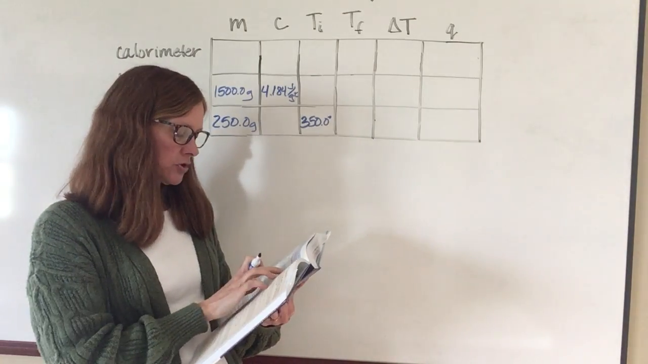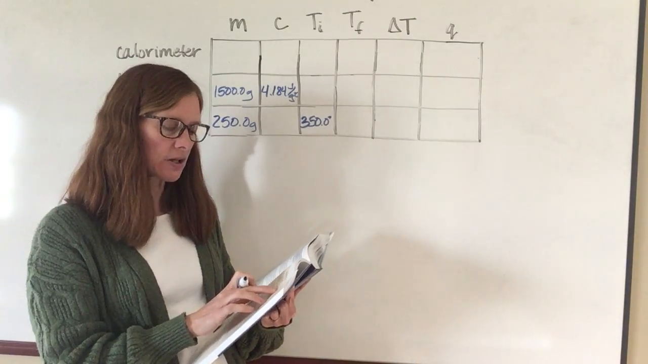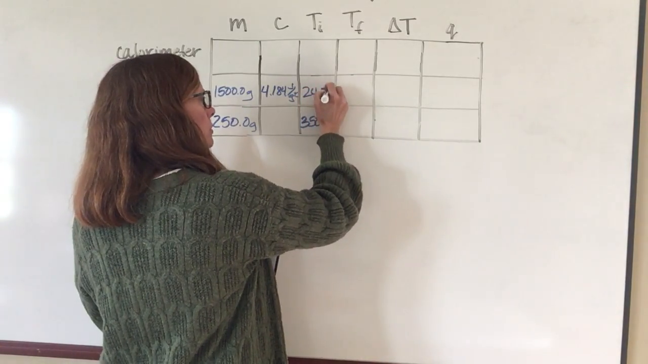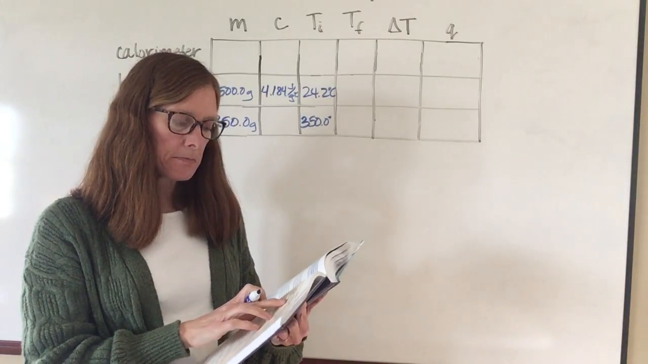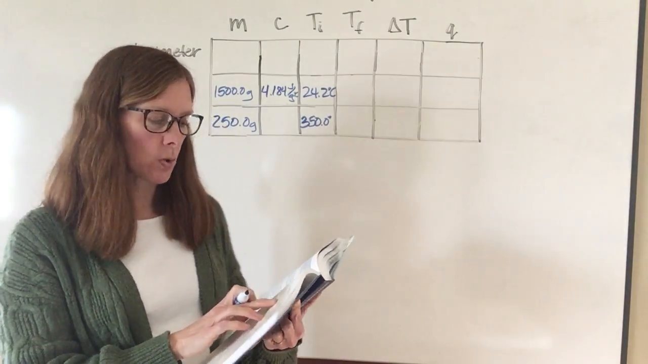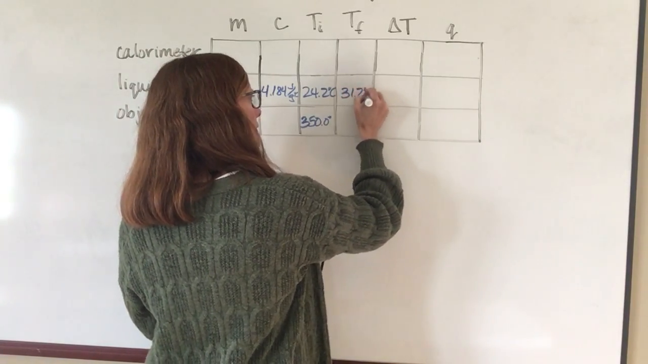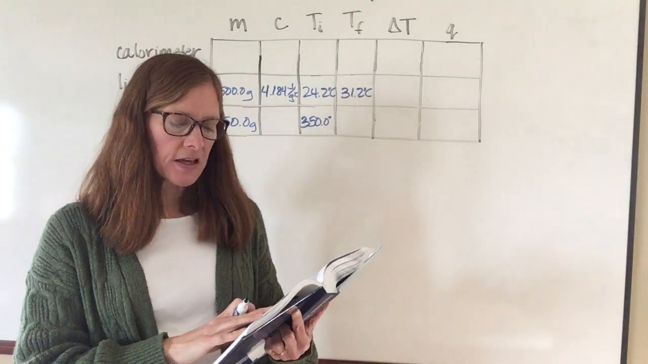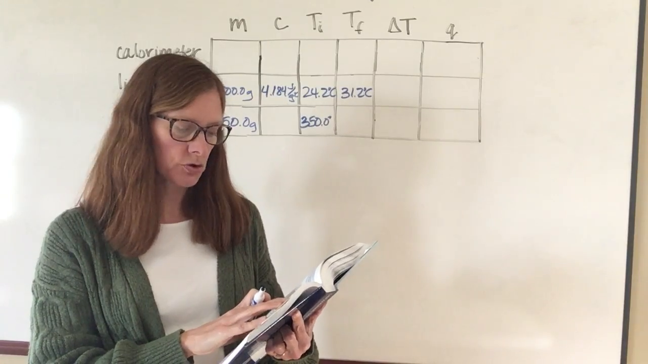It is then dropped into a calorimeter that contains 1,500 grams of water, which is initially at a temperature of 24.2 degrees Celsius. The water reaches a maximum temperature of 31.2 degrees Celsius. So we'll add that in here. It says the heat capacity of the calorimeter is 1410 joules per degree Celsius.